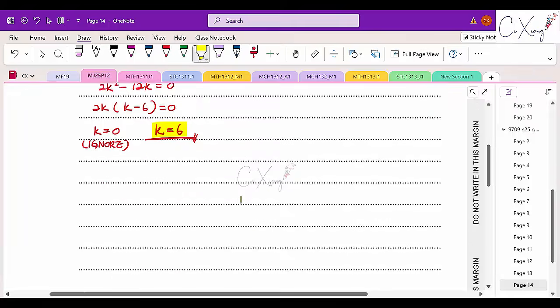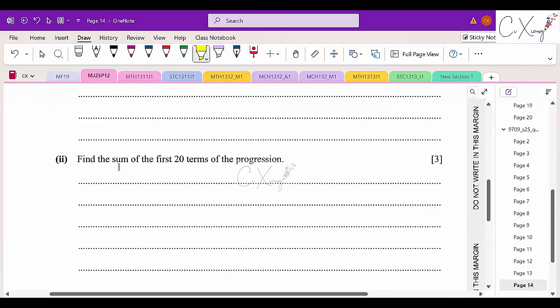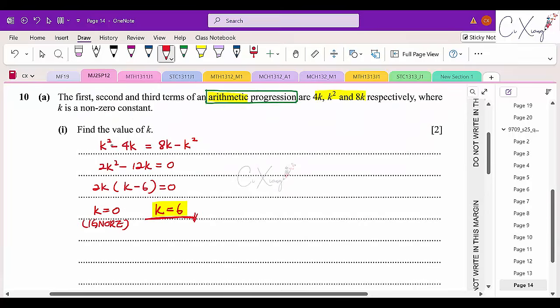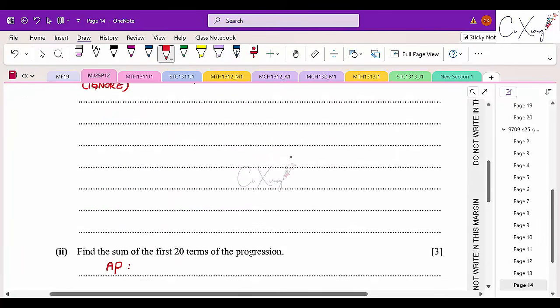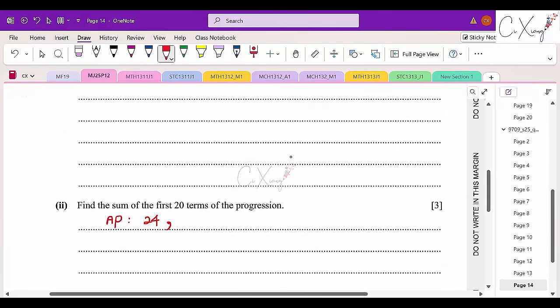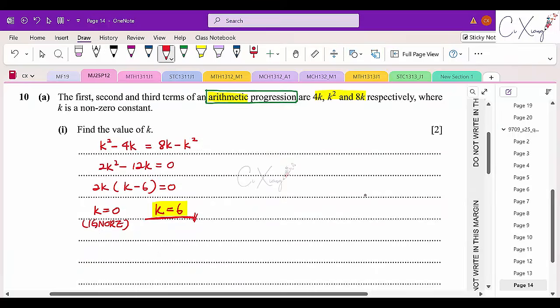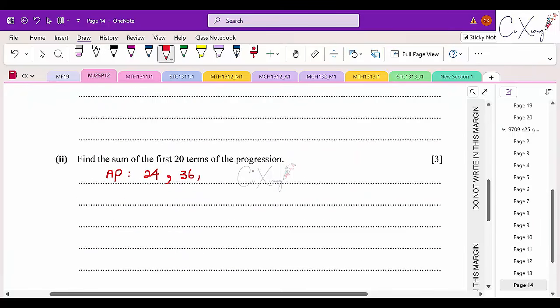Okay, then how about part number 2? Now they want you to find the sum of the first 20 terms of the progression. Before you can find the sum of the first 20 terms, I need to know what my AP is first. So let's have a look at our question just now. My k is equal to 6, right? First term is 6 times 4, which is 24. Second term will be k squared, which is 36. And the third term, what do we have? We are having 8 times k, so 8 times k will be 48. These are the first 3 terms that I have.